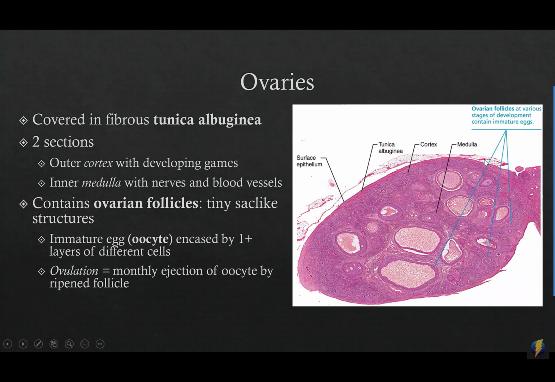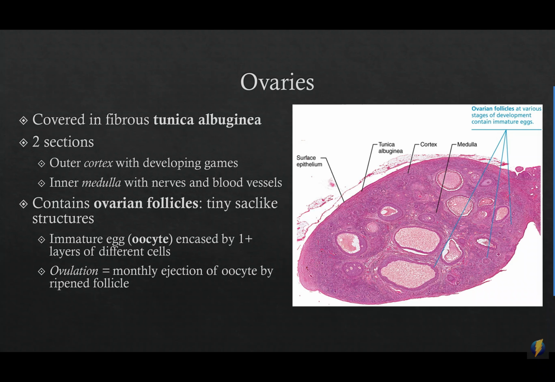So the ovaries are covered in a little connective tissue capsule called the tunica albuginea. And then, like many of the organs that we've looked at, the ovaries have an outer cortex and then a more inner medulla. The cortex is where the gametes are developing, the eggs are developing inside these little sacs called follicles. And then the medulla is more where we find some of the nerves and blood vessels that are coming out to the ovaries.